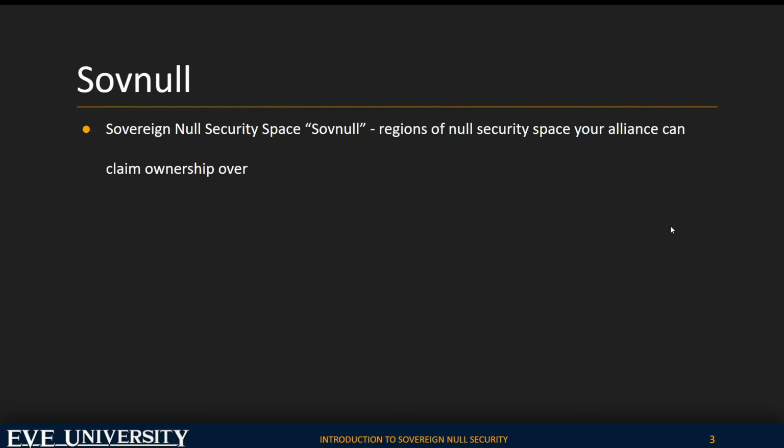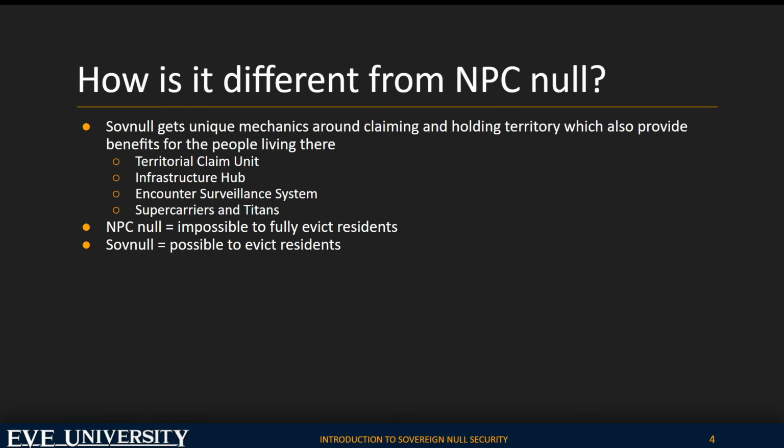So let's dig into this. Sovnull is sovereign null security space. Most people just call it Sovnull, and I will just call it Sovnull moving forward. It is a region of null security space that your alliance can claim ownership over. Sovnull is different from NPC null in a number of different ways, but some of the more noticeable ones is that Sovnull gets unique mechanics. So there are a few different structures that will always be in Sovnull. There's going to be a territorial claim unit. There's going to be an infrastructure hub. There's going to be an encounter surveillance system.